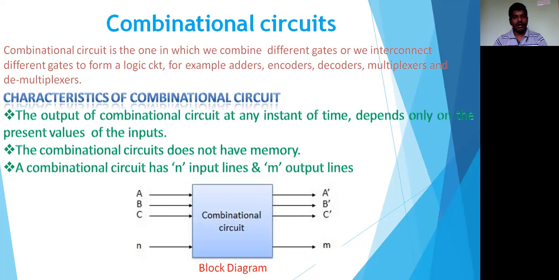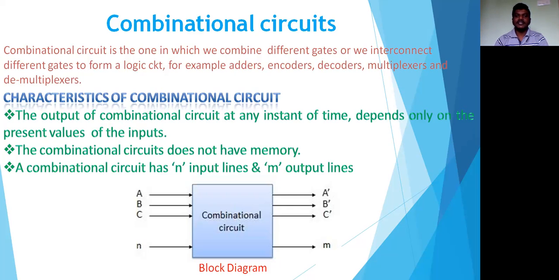So it is clear combinational circuit is the one in which we combine different gates or we interconnect different gates to form a logic circuit. The logic circuit obtained by interconnecting different logic gates can be called as a combinational circuit. Example, adders, subtractors, multiplexer, demultiplexers, encoders, decoder, etc. You have learnt about adders, subtractors in the last semester. This semester we'll be learning about mux, multiplexers, demultiplexer, encoders, decoders in the coming sessions.